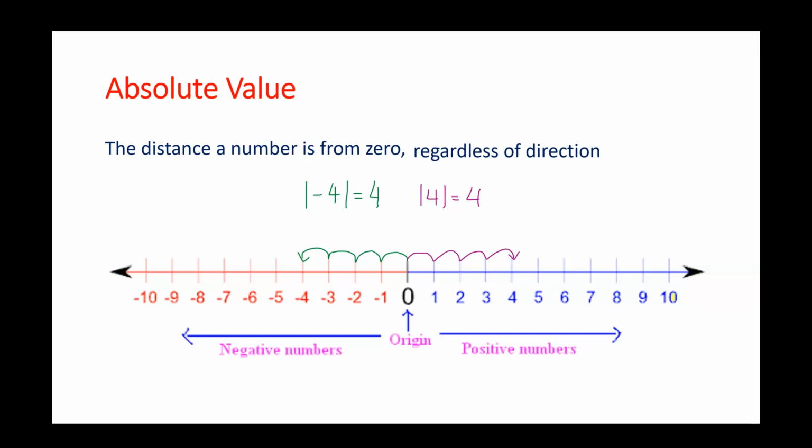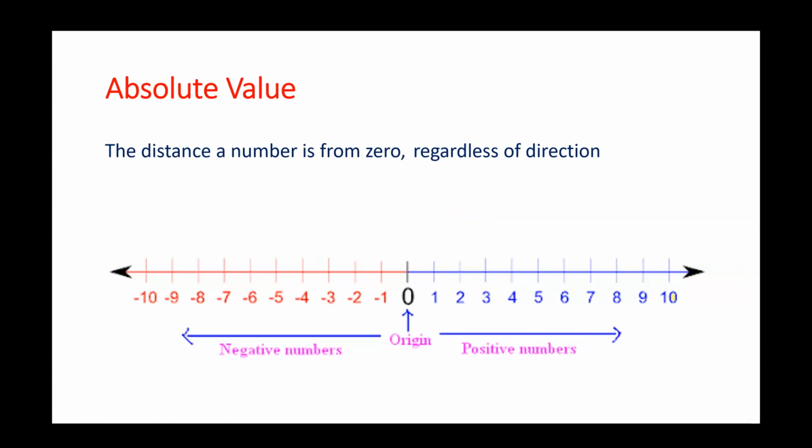They are the same. Notice that we put the number we're curious about in between these two vertical lines. If you see a number in between these vertical lines, that means you are being asked to find the absolute value of the number in the middle. The absolute value of -4 is 4. The absolute value of +4 is also 4.